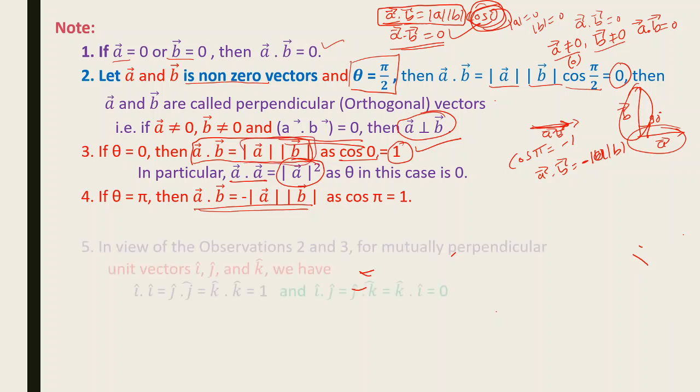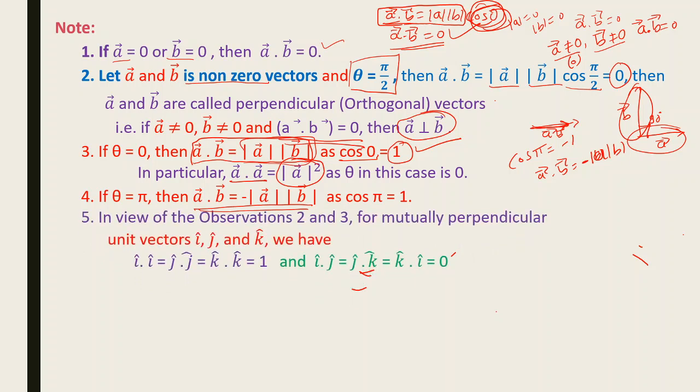So the next point, please listen carefully. If you compare observations 2 and 3, just note these two points. With respect to these two points, I'm making a new concept. What is that? We know i, j, k are unit vectors: i cap, j cap and k cap are unit vectors. Then what will be i dot i? We know a dot a is equal to the magnitude of a squared.